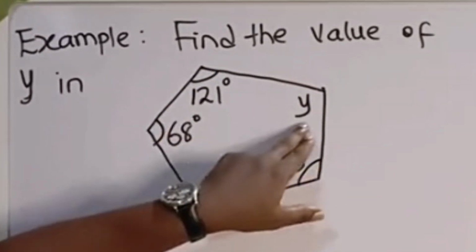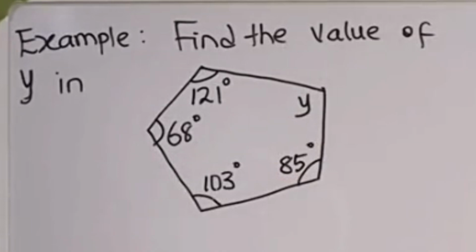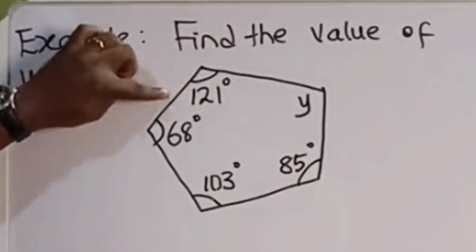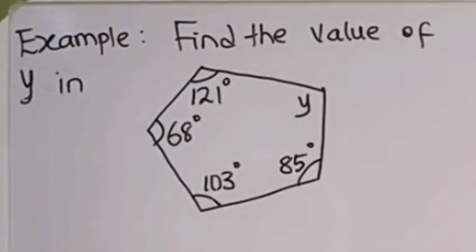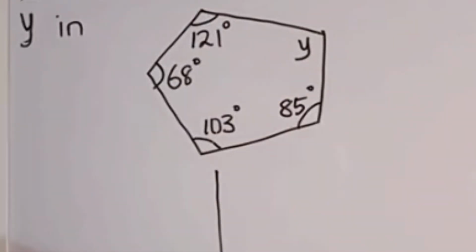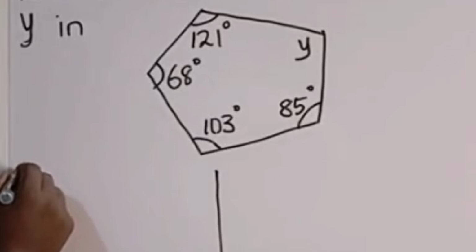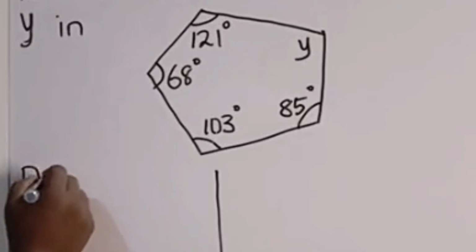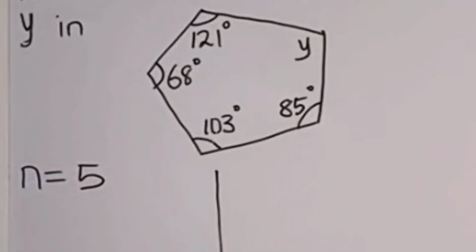Okay, so here we are told to find the value of y. Y is a missing angle in this polygon. So our first step is to identify the polygon. How do we identify the polygon? We identify the polygon by the number of sides it has. So this polygon has 1, 2, 3, 4, 5 sides. Our n is equal to 5. So this is a pentagon, a polygon that has 5 sides.